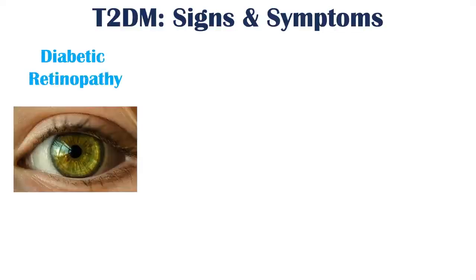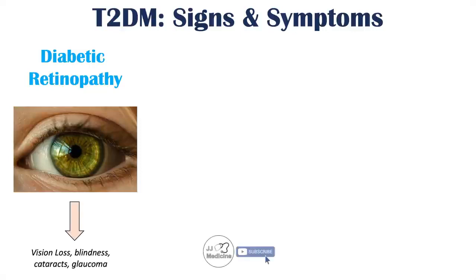Now, there are three main conditions that can occur with type 2 diabetes, especially in poorly controlled type 2 diabetic patients that have type 2 diabetes for long periods of time. We alluded to these before. One of these is diabetic retinopathy. So this presents with vision loss, blindness, and it can also increase the risk for getting cataracts later on in life and increase the risk for getting glaucoma.